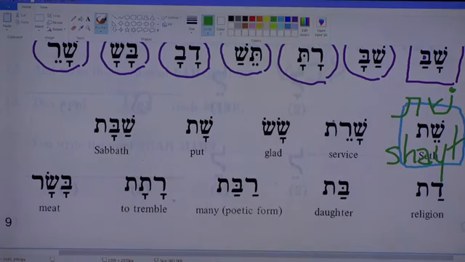Okay. You separate them? Huh? Sharet. Sha is circled, and then ret is together, right? Pronounced? Yeah. Okay. Sharet. Sharet.